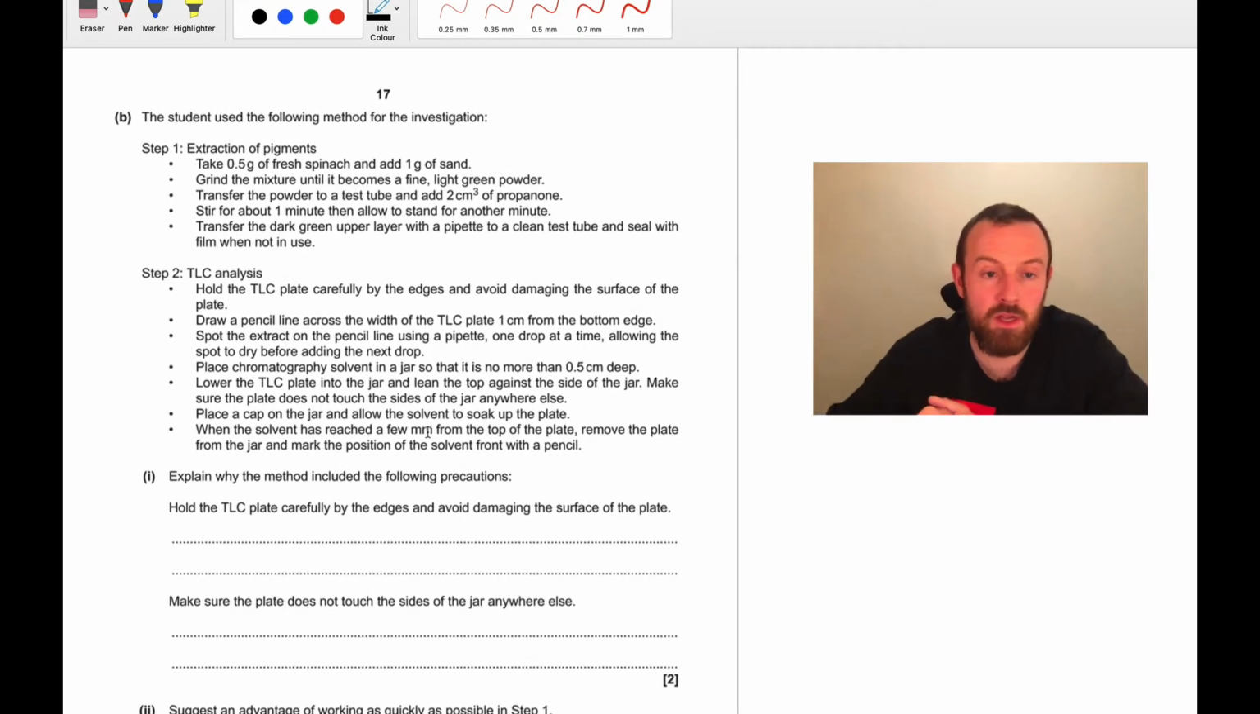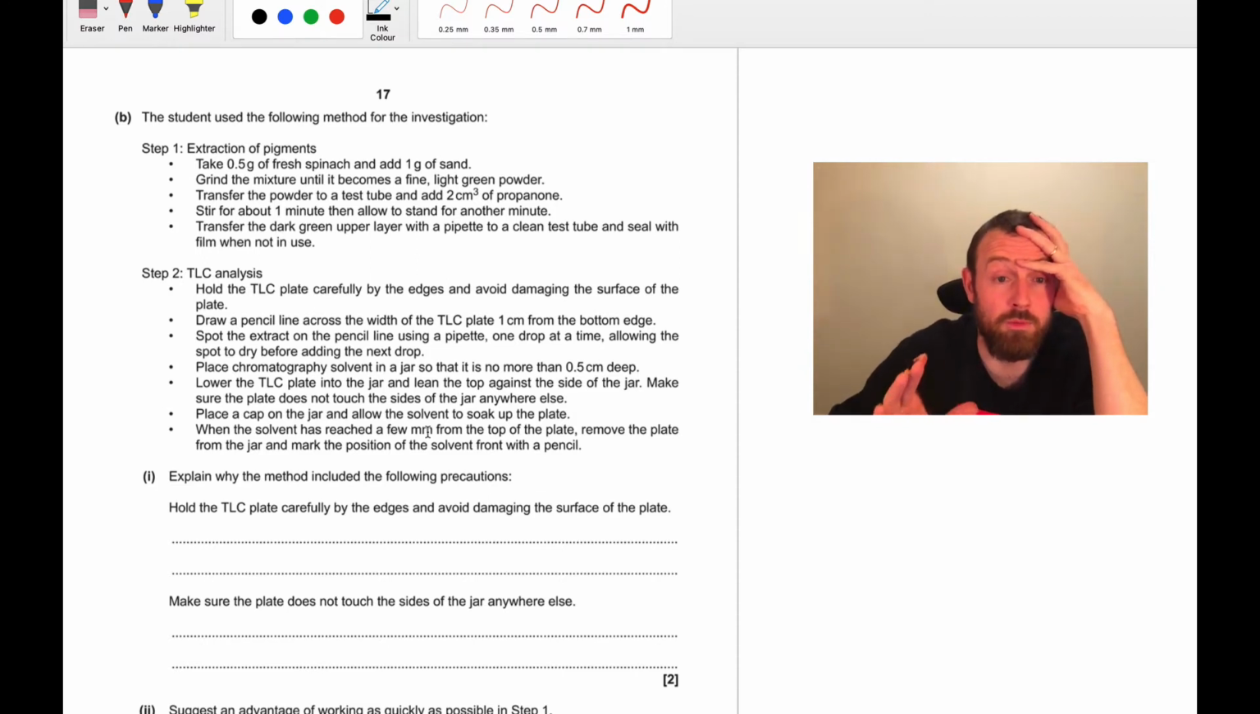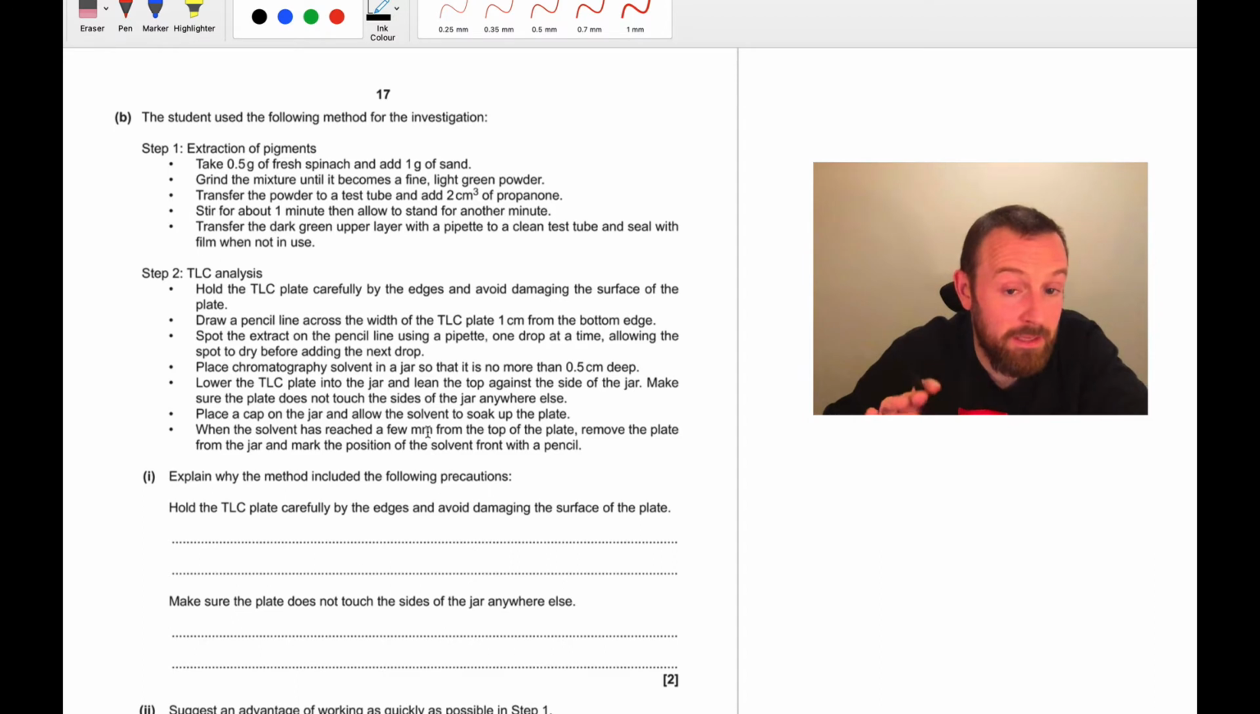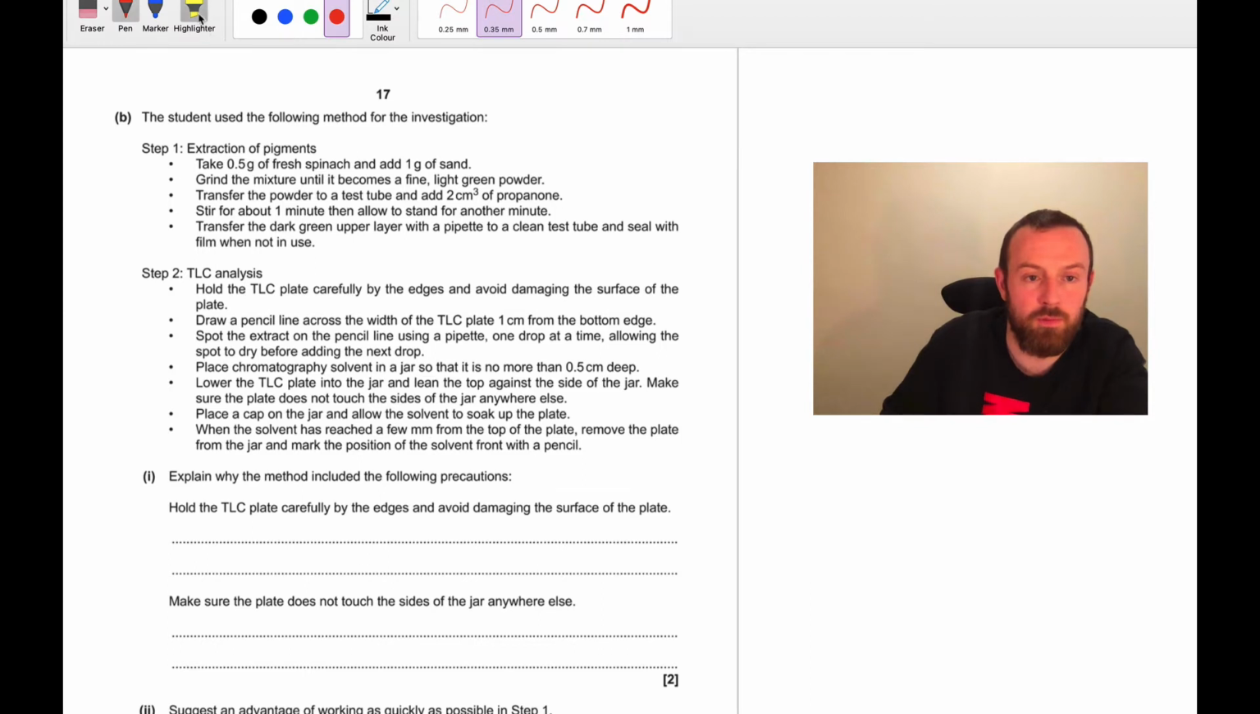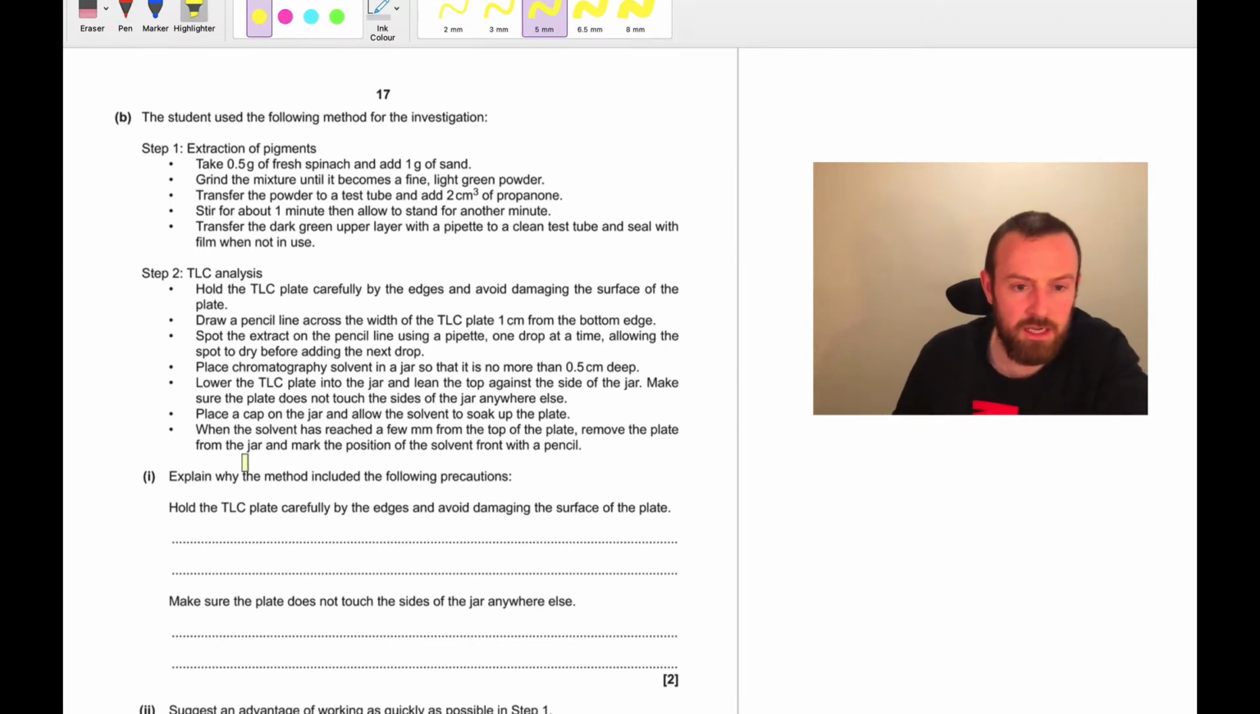All right, this one, 17b. Here's the method for the investigation. You read through all the steps carefully, you try and figure out what each part is about. Explain why the method included the following precautions. So let's try and find those precautions. I won't read all this out, I think that'll take a little bit long and you've read it already.